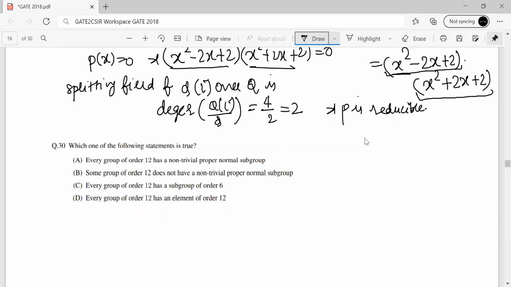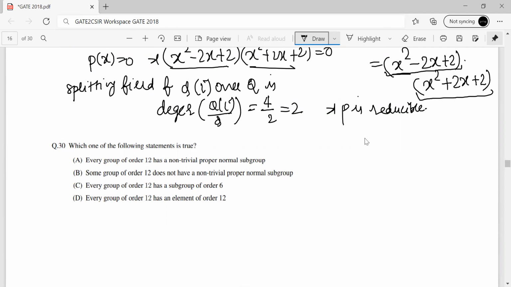Every group of order 12, that means we take any group, has a non-trivial proper normal subgroup. Well, I cannot think of any example right now. Let me check another one. Some group of order 12 does not have a non-trivial proper normal subgroup. Even in that case, I can't think of an example.